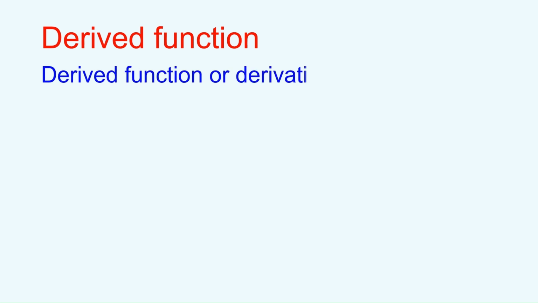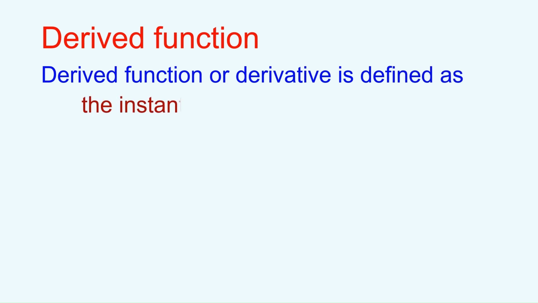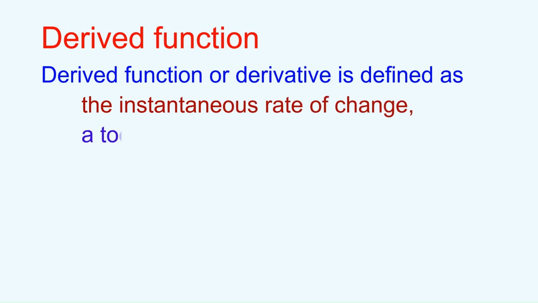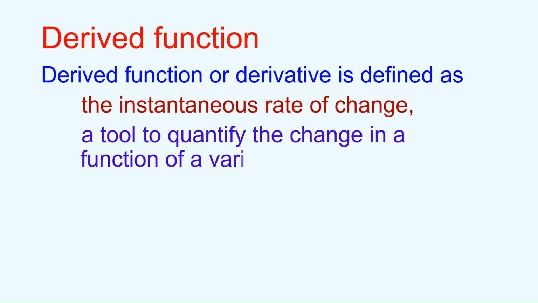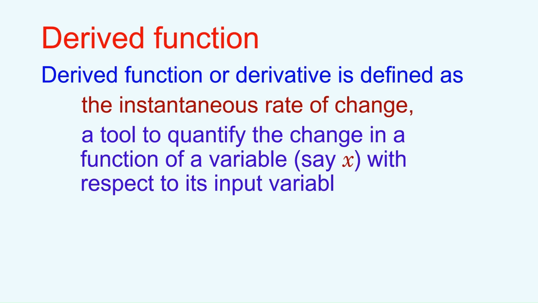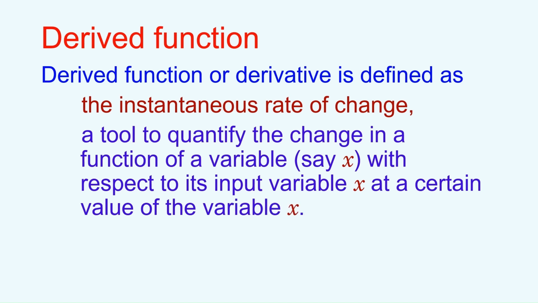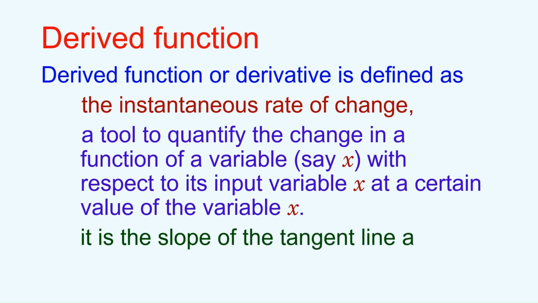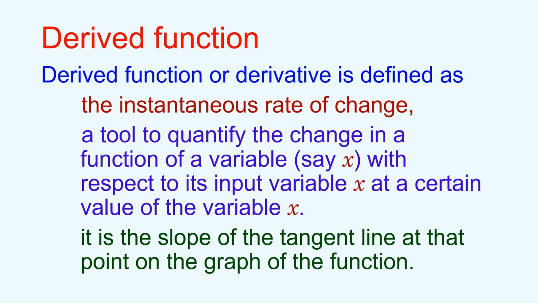Derived function, or derivative, is defined as the instantaneous rate of change. It is a tool to quantify the change in a function of a variable, say x, with respect to its input variable x at a certain value of x. It is the slope of the tangent line at that point on the graph of the function.